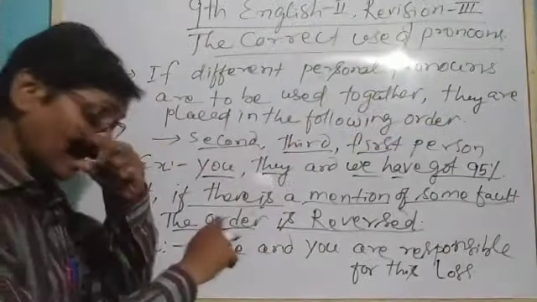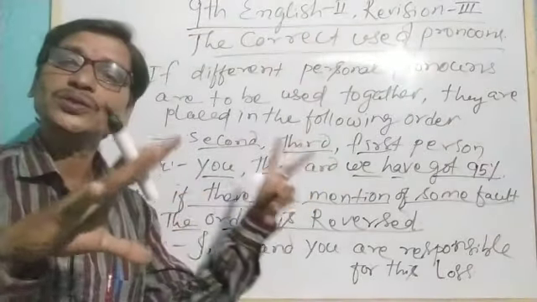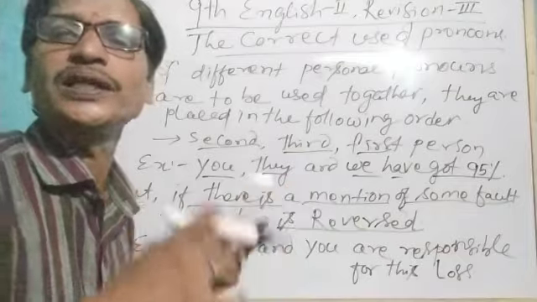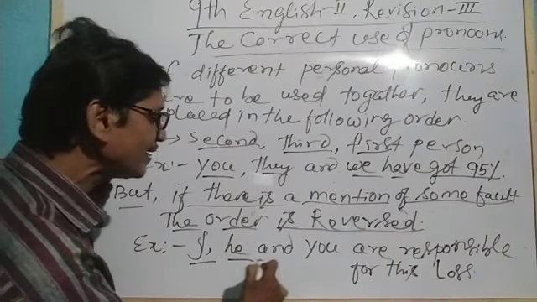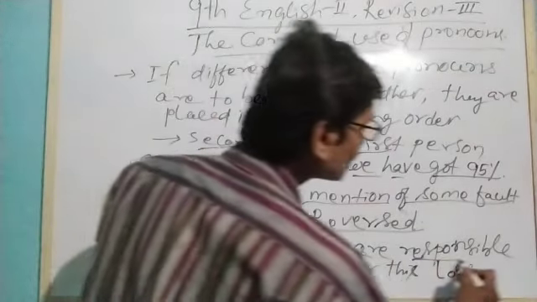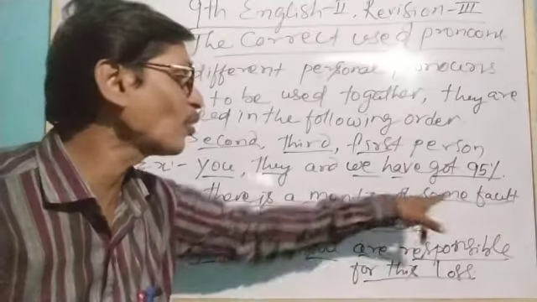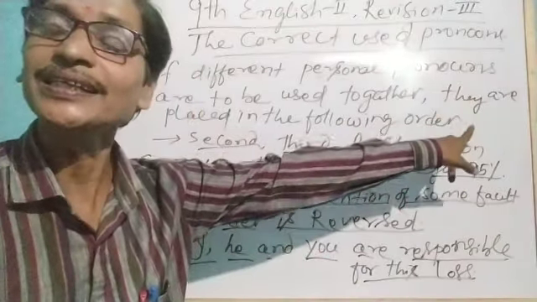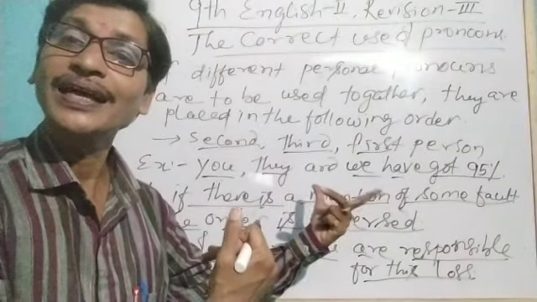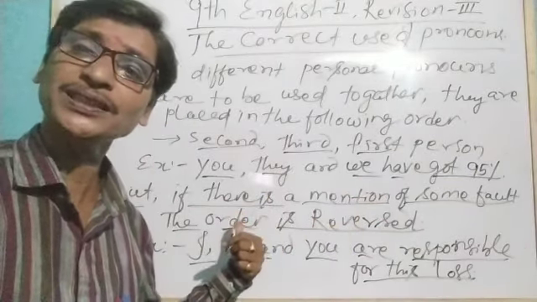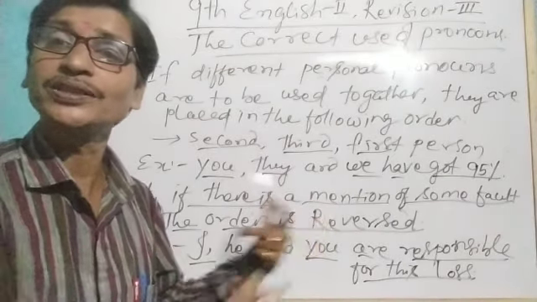Okay? So here another example is given. We are briefly discussing. We are not analyzing everything. We are just revising to recall our previous knowledge. You see, I, he and you are responsible for this loss. This loss is talking about the fault. Understand? So when there is some fault, the order is reversed, and we have used the first person first, then the third person, then second person, just in reverse.